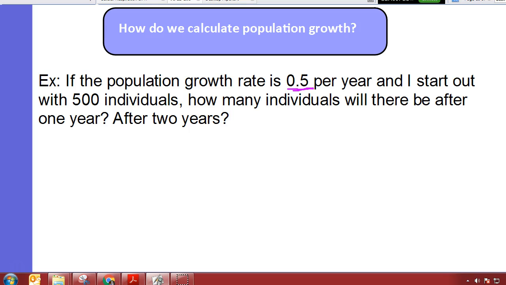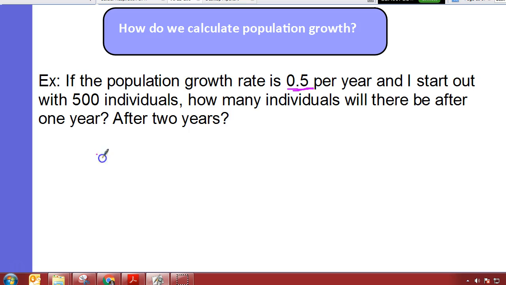So here's an example. This example is on your sheet. It says if the population growth rate is 0.5 per year and I start out with 500 individuals, how many will I have after 1 year? Anyone have any guesses what we should do? The 0.5 means there's 0.5 individuals added per year. For every one individual, there's 0.5 added each year. So if I start with 500, what could I do to figure out how many are going to be added?